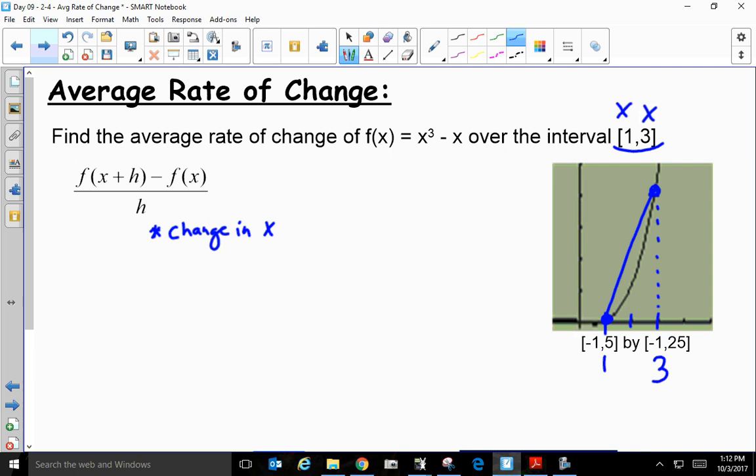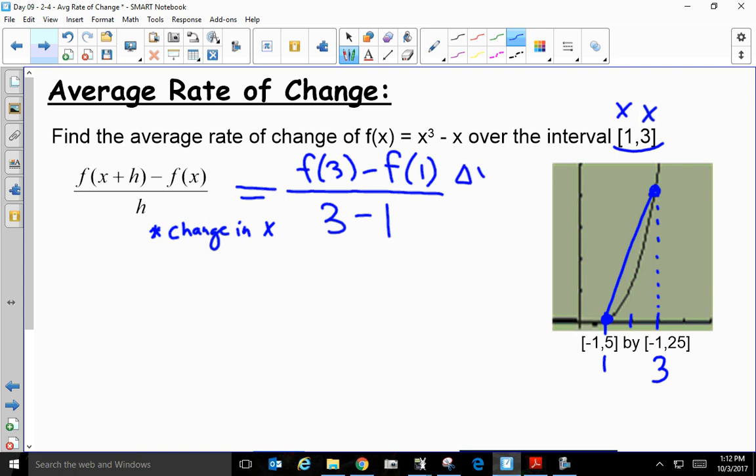So, I like to work bigger number minus smaller number, just so they stay positive. So on the bottom, if I have my change in x, I would say 3 minus 1. All right? And on the top, it's f of 3 minus f of 1. That's like a change in y over the change in x. Okay? Nothing crazy.